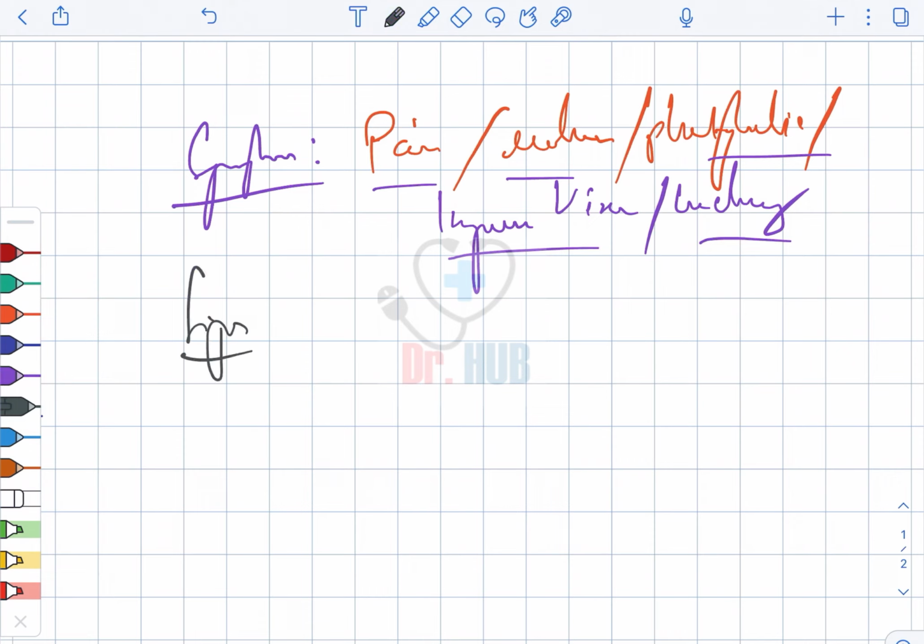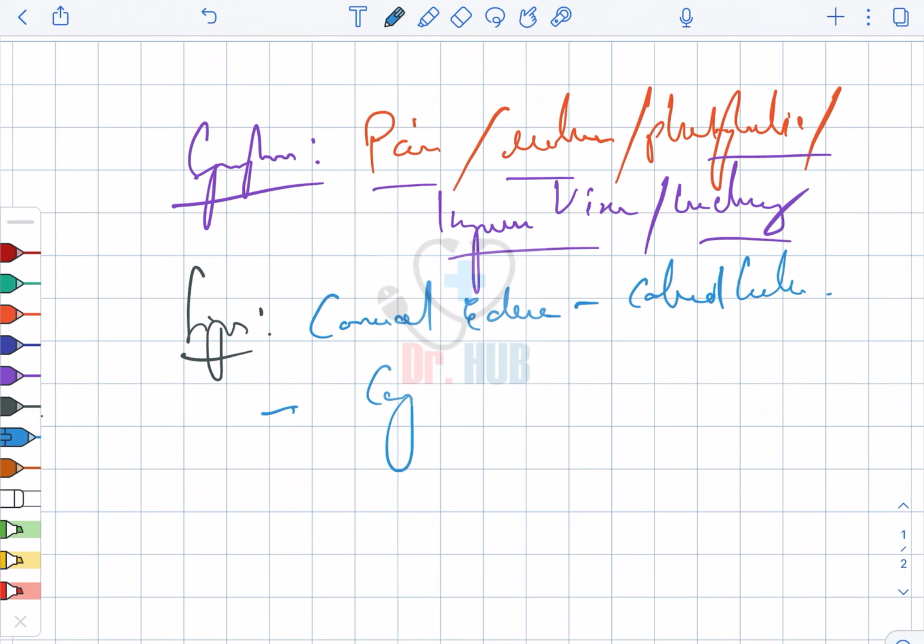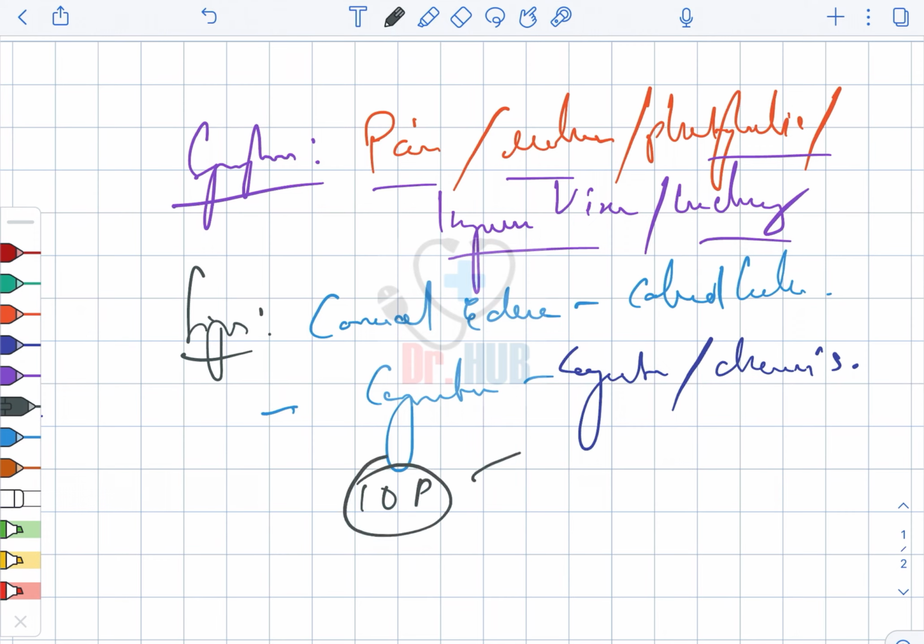Now looking at the signs of angle closure, this includes corneal edema, with colored halos. Next, it also includes the conjunctiva, that is congestion and chemosis. Then it also includes the IOP. Here the IOP is elevated, about 40 to 70 mmHg. Then there is also the AC, the anterior chamber, which is very shallow.